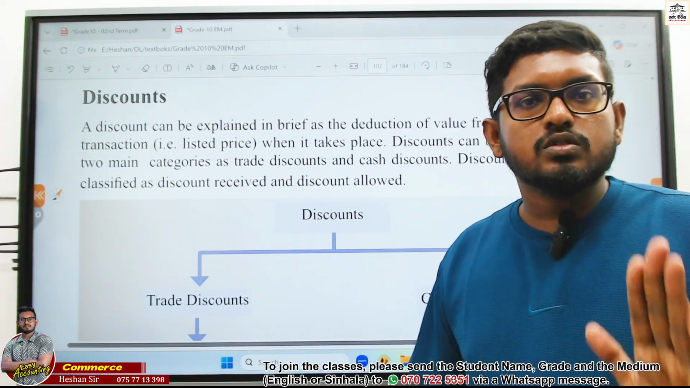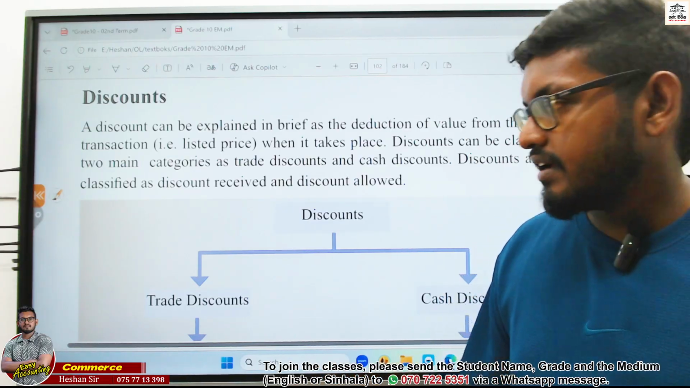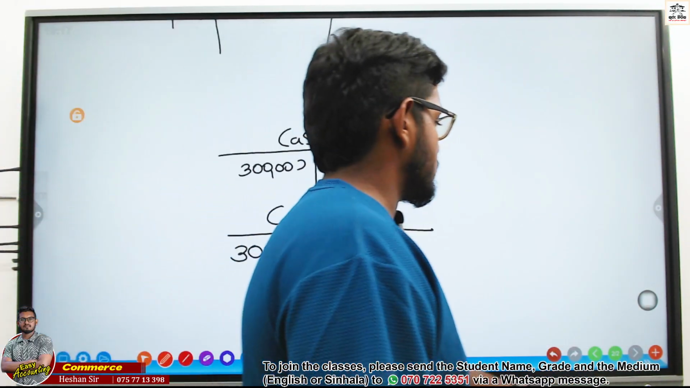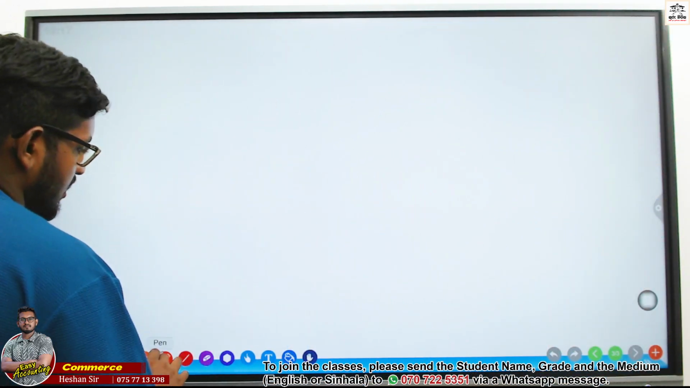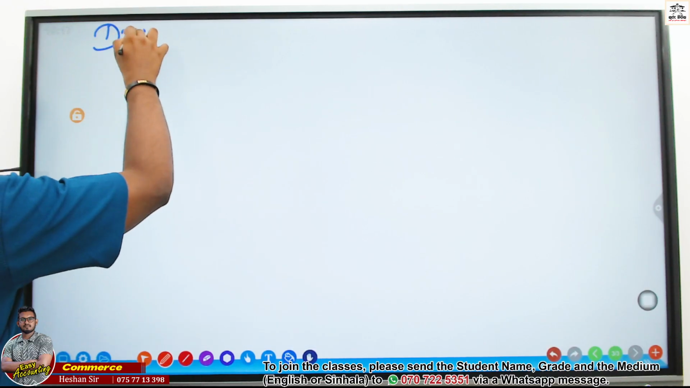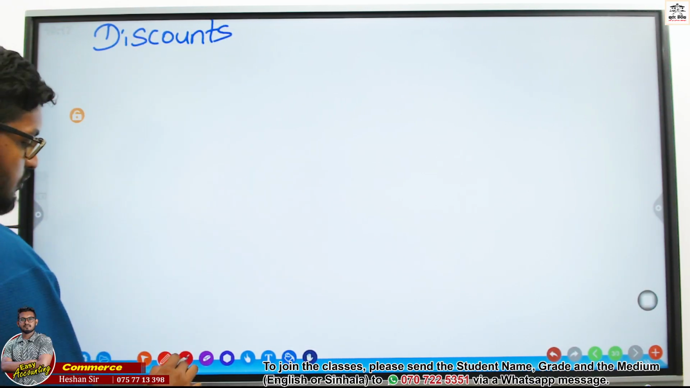This is really important. Right? In your writing book, write the heading discounts. Third, make a double entry. Cash book. Discount.